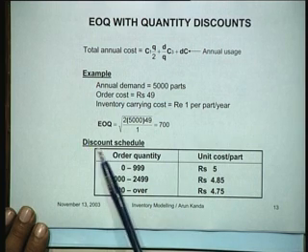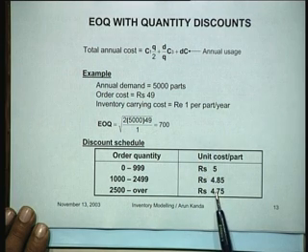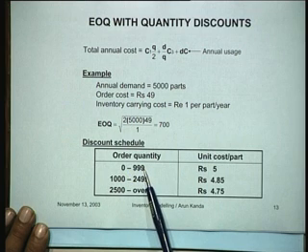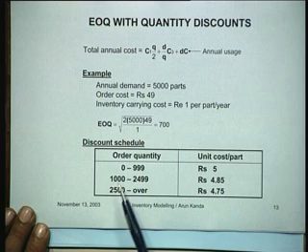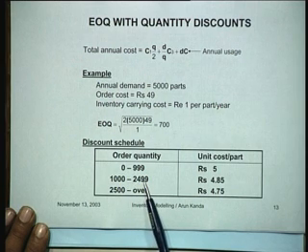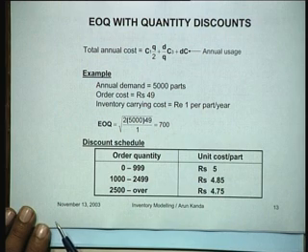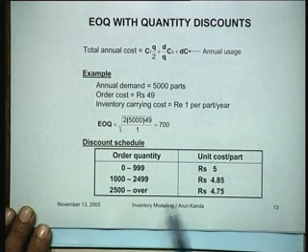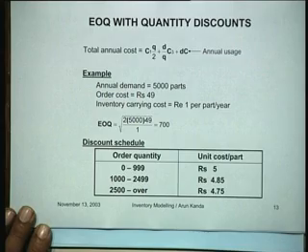Suppose that this particular item was available to you under a discount scheme, which is shown like this. That means if you buy in the range of 0 to 999, you can buy the piece for 5 rupees a part. If you buy in greater quantities, up to about 2500 units, you get it for 4 rupees 85 paisa per unit. And for quantities above 2500 units, your cost is 4 rupees 75 paisa per unit.